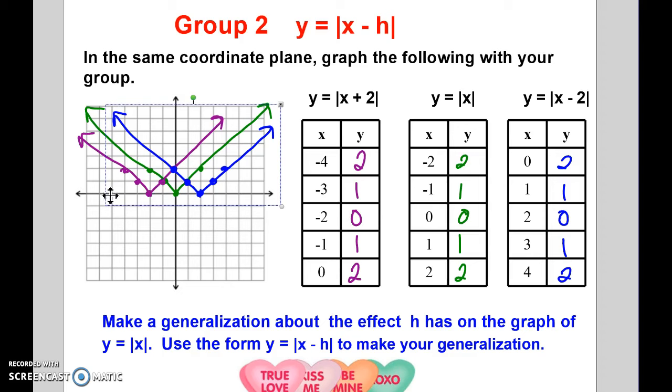So here's my first graph. My second graph is the blue. And notice that when you add a number on the inside, the h, that shifts the graph horizontally. So now we know that it did a horizontal translation. So think of h for horizontal, whereas the k, the last one, was your vertical translation.